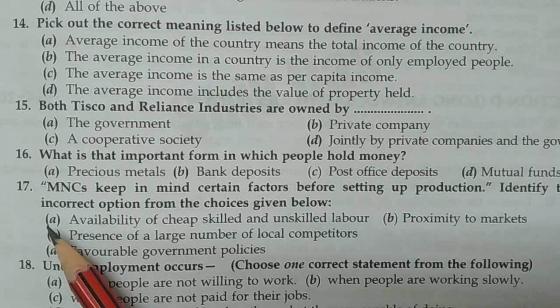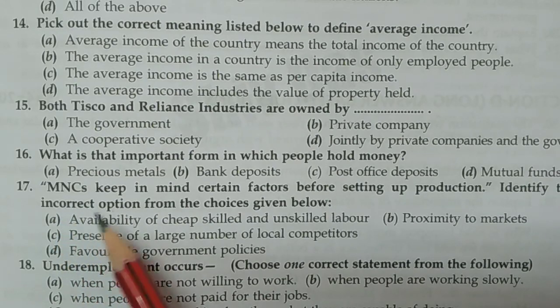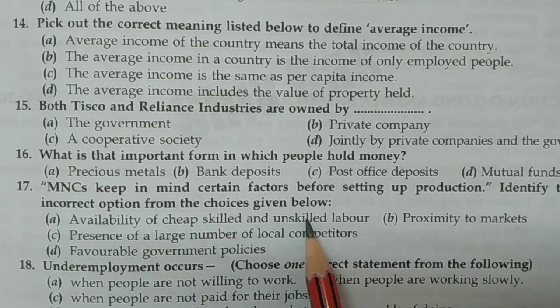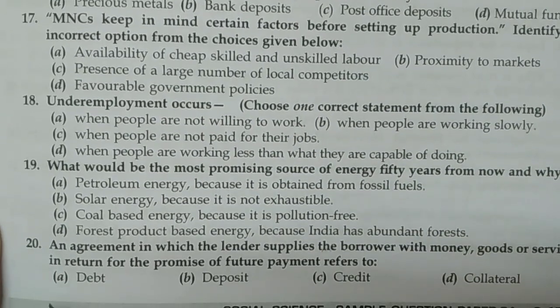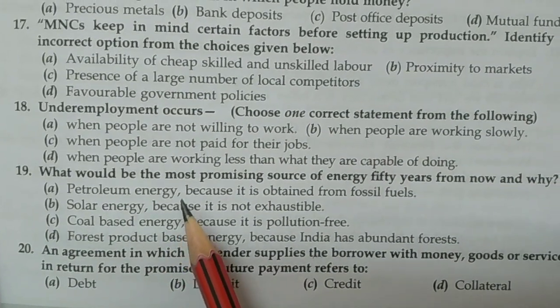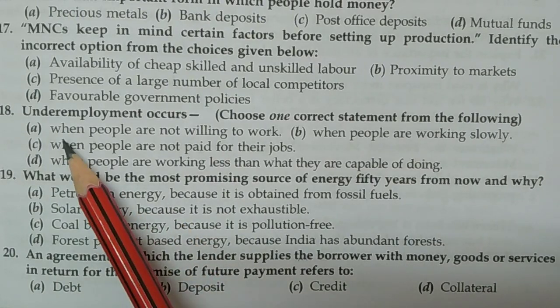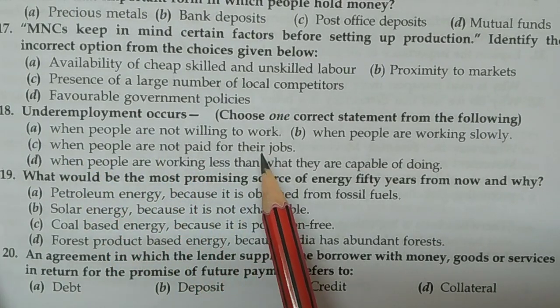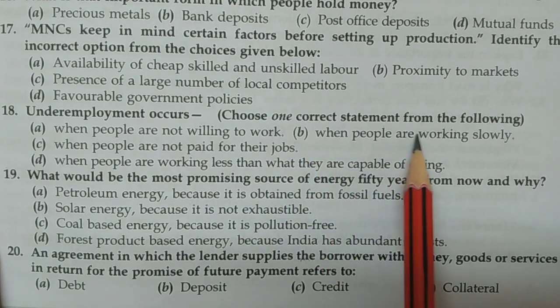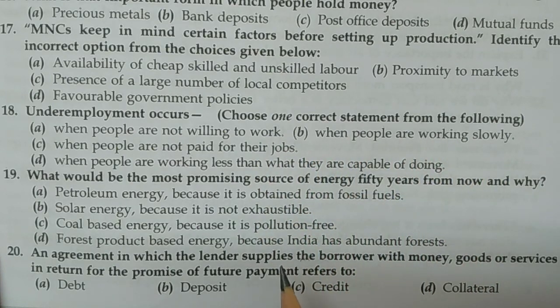Now next, question number 17. MNCs keep in mind certain factors before setting up production. Identify the incorrect options from the choices given below. So you can find your answer from here. Next, question number 18. See, underemployment occurs. What? Choose one correct statement from the following. So you have all these options, which is very important for you.